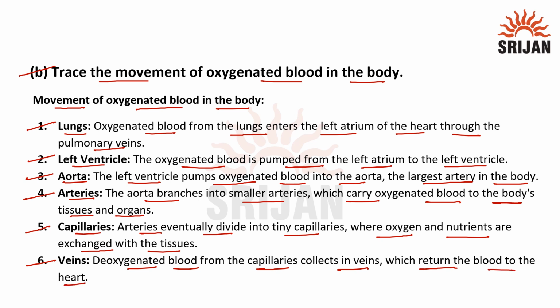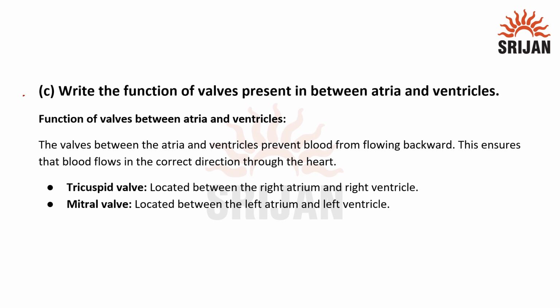So we can say that movement of oxygenated blood in the body takes place in following manner, that is from lungs to left ventricle, from left ventricle to aorta, from aorta to arteries, from arteries to capillaries, from capillaries to vein, and then back to heart, and from heart it will move back to lungs, and the same process will continue.